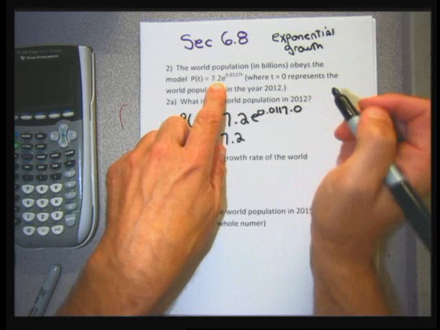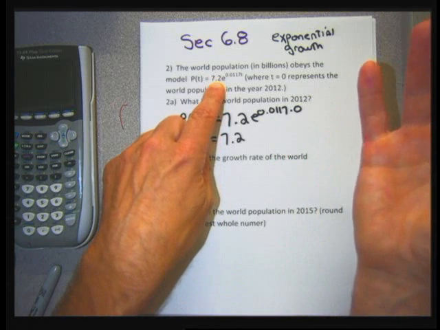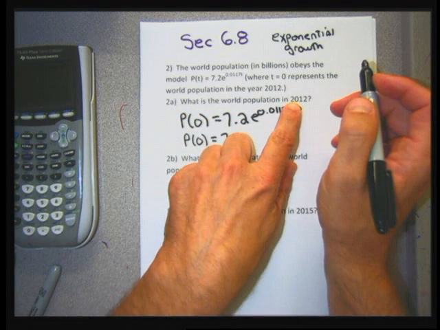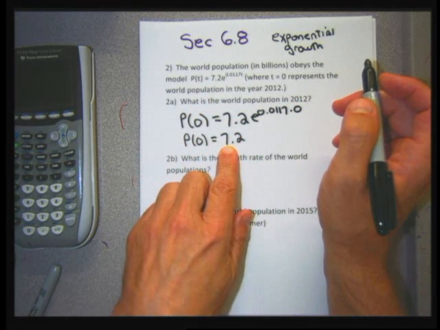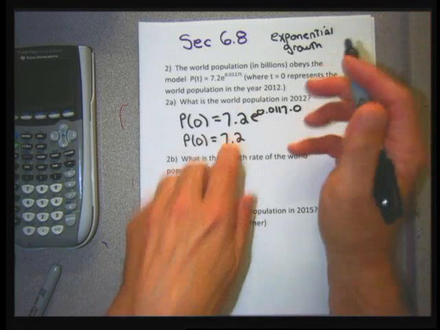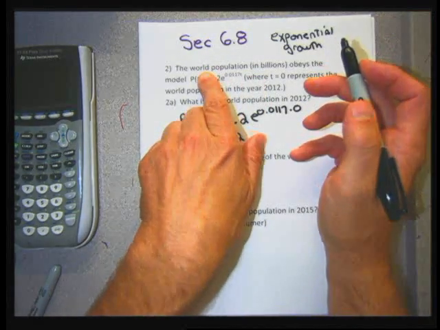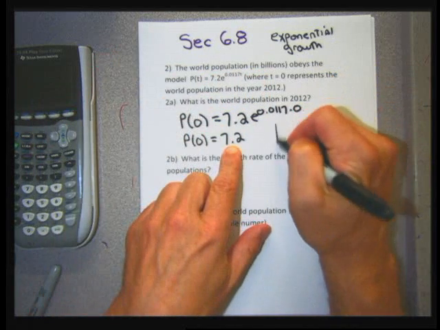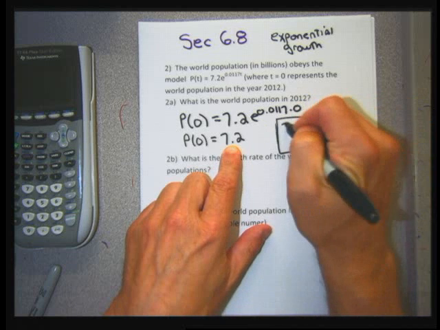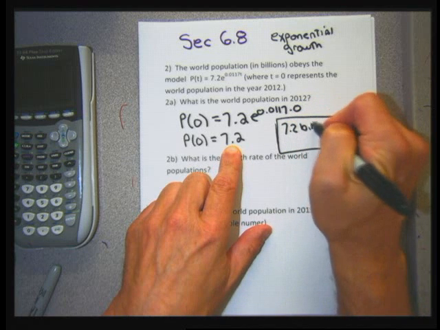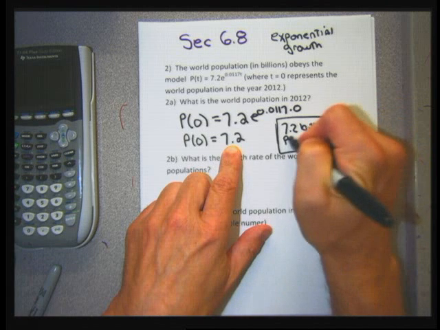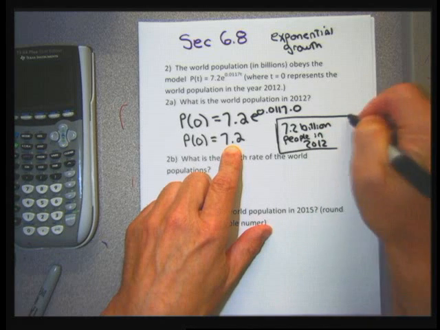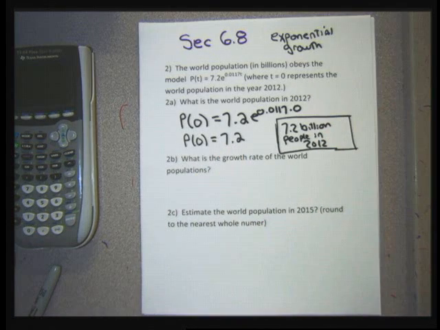This is considered the initial population. But in this particular problem, what is the world population in 2012? The world population is 7.2. Well, it's definitely more than 7 people in the world. And this parenthetical comment up here said the world population in billions. So this 7.2 means 7.2 billion people. So I'd say that there are 7.2 billion people in the world in the year 2012. And I imagine that's reasonably close to correct.